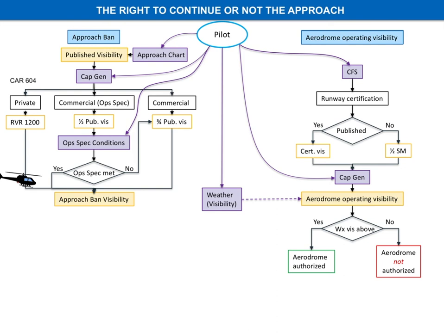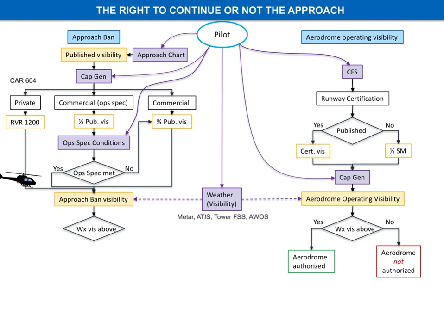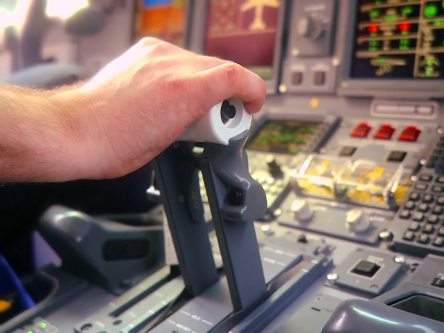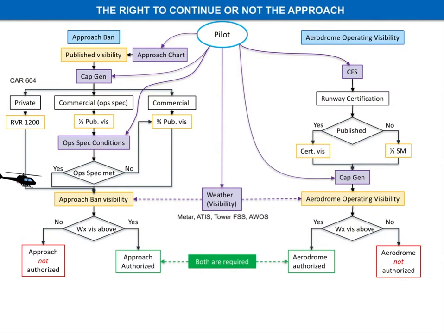Okay, now we have the applicable advisory visibility, and we compare it with the reported visibility to determine whether the approach can be continued beyond the FAF or not. When both answers are yes, the pilot may continue the approach beyond the FAF. When one or both answers are no, the pilot must perform a go-around at or before the FAF.